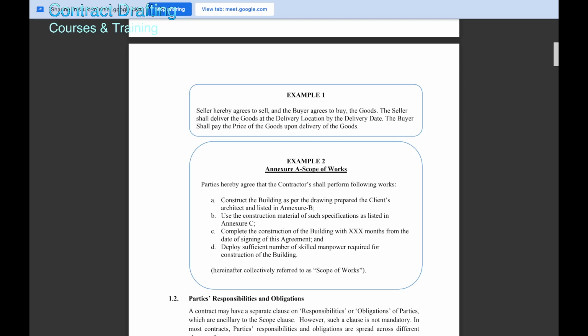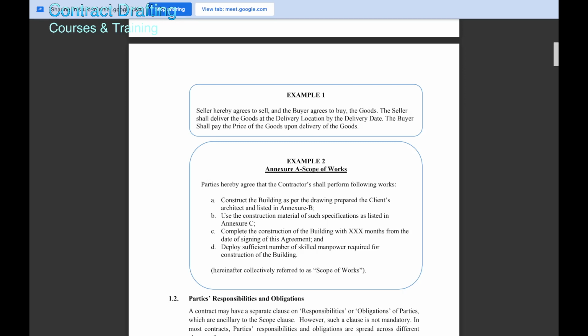Complete the construction by, let's say, within X months from the date of signing of the agreement. Deploy sufficient number of skilled manpower required for construction. So it's a very simple way of drafting, but I hope you get an idea of what should be there in a scope clause. Now, coming to the roles and responsibilities.